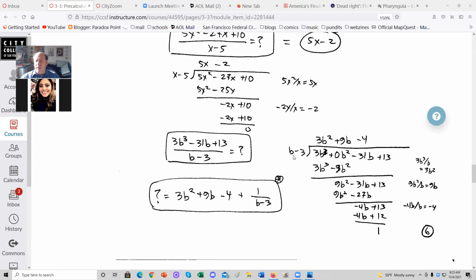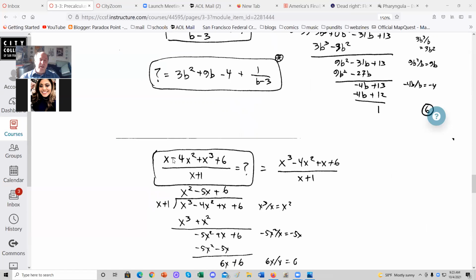Okay, leading terms, 9b squared over b is 9b. Put that in the quotient. 9b times b minus 3 is 9b squared minus 27b. Subtract, this cancels. Negative 31 minus negative 27 gives a negative 4, negative 4b plus 13. Leading terms, negative 4b over b, ratio of negative 4. Put that in the quotient. Negative 4 times b minus 3 is negative 4b plus 12. Subtract, has a remainder of 1. So the ratio is 3b squared plus 9b minus 4 plus 1 over b minus 3. Quotient plus remainder over denominator.